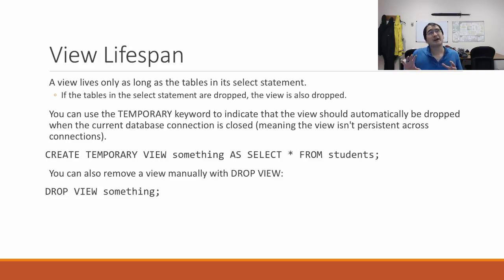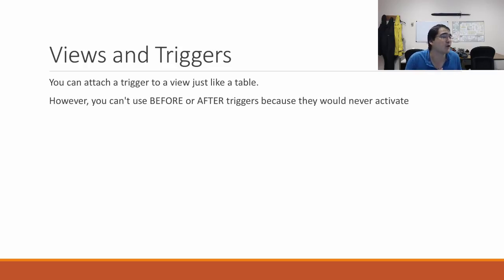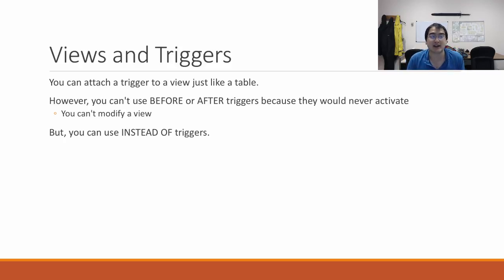All right. So one kind of tricksy thing that some people do with views is they still want to be able to change views. They want to be able to add rows to a view or change rows in a view or delete rows from a view. But views don't support that. So how do you do that? Well, you can cheat by using triggers. So you can attach triggers to a view just like a table. However, one limitation is you can't do before and after triggers because they would never activate. You're never actually able to update a view or insert into a view or delete from a view. But what you can do is you can use the instead of triggers.